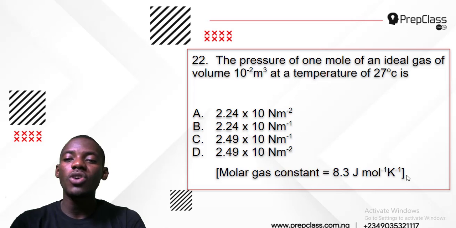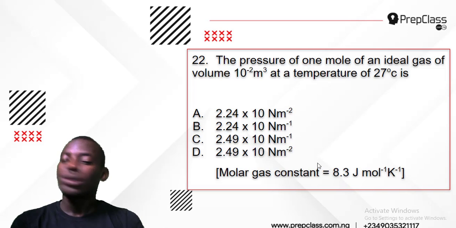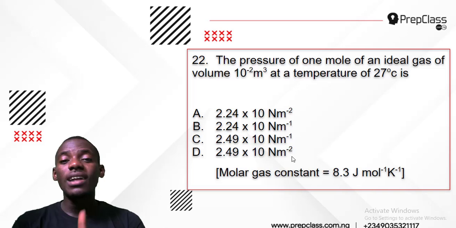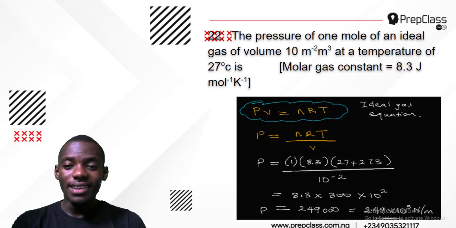Number 22 says the pressure of 1 mole of an ideal gas of volume 10 to the power minus 2 meter cube at a temperature of 27 degrees Celsius is what? Now this question is talking about an ideal gas, and you can see molar gas constant. So this tells you that you have to use the ideal gas equation. Can you still remember the ideal gas equation? That is just this: PV equals nRT.